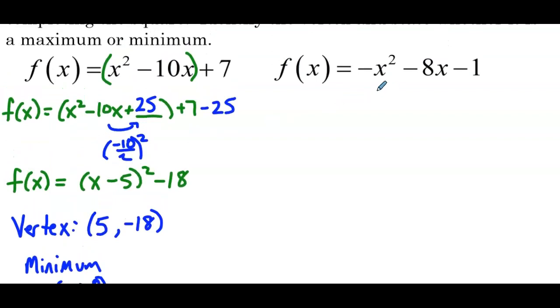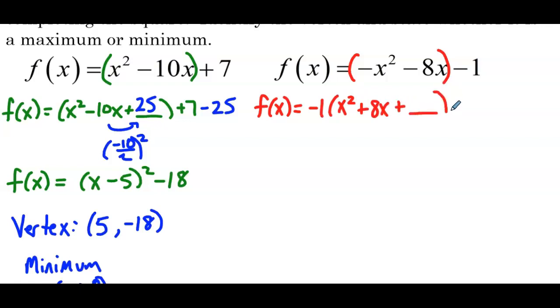Okay, f of x equals negative x squared minus 8x minus 1. So again, we'll start by putting a set of parentheses around negative x squared minus 8x. Now in this case, we have that negative coefficient that we have to factor out. So f of x equals negative 1, x squared plus 8x plus something, minus 1. The value that creates a perfect square trinomial, we take half of 8 and square it. So 4 squared is 16.